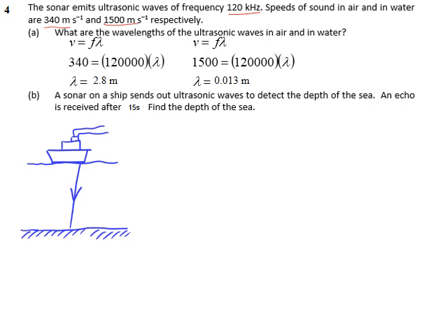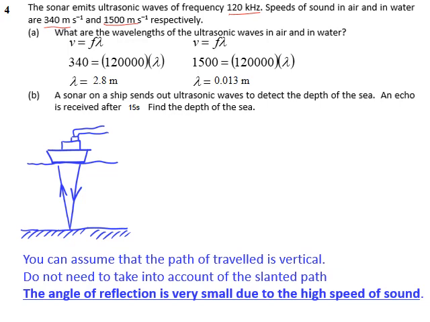Let's take a quick look. Imagine a ship emits an ultrasonic sound wave and it hits the bottom of the sea, the seabed, and this sound wave is reflected back to the ship where a sensor picks it up. From there we can determine how long it took for the sound wave to travel to the bottom and back to the ship. Remember, we assume the path traveled is vertical. I know on the diagram we drew it slightly slanted, but we take it to be a very small angle, and hence it is negligible.